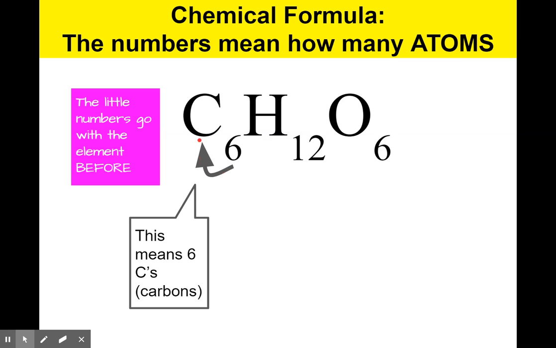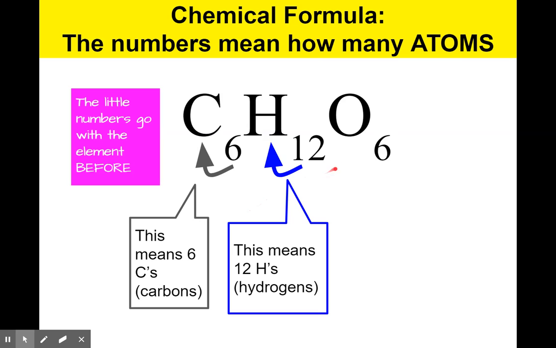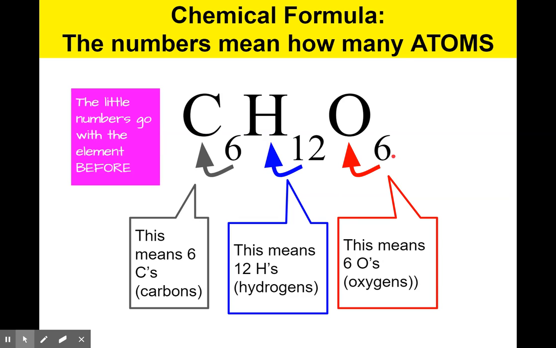So this means 6 C's. So those are carbons. This 12 here goes with this H before. So that means 12 H's, or hydrogens. And then the 6 goes with the O before it. So that means 6 oxygens. Okay? So it goes with the thing before.